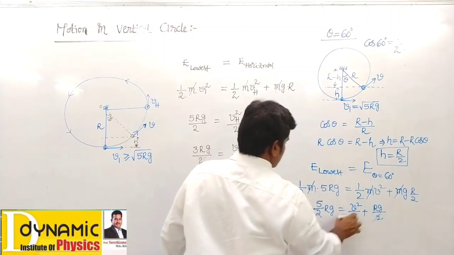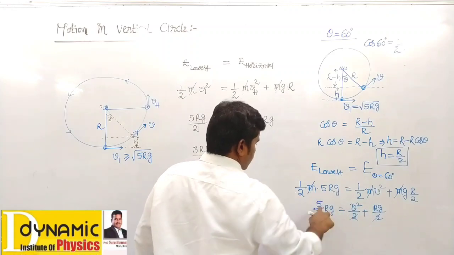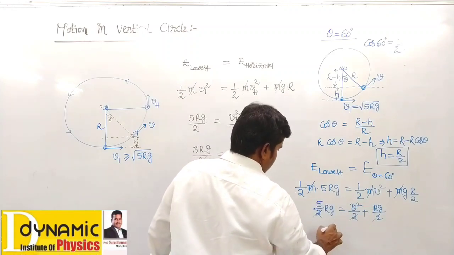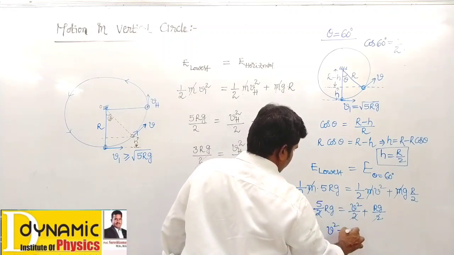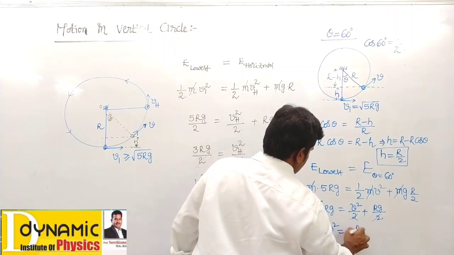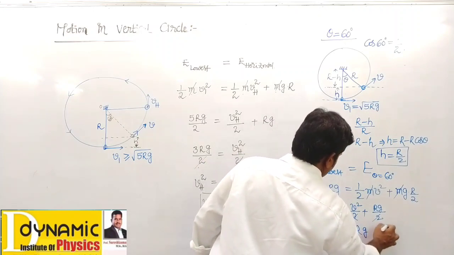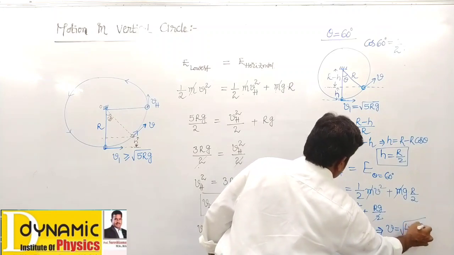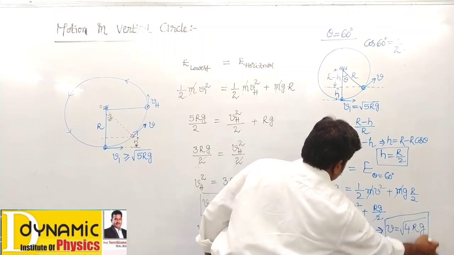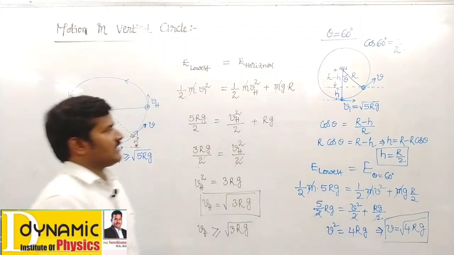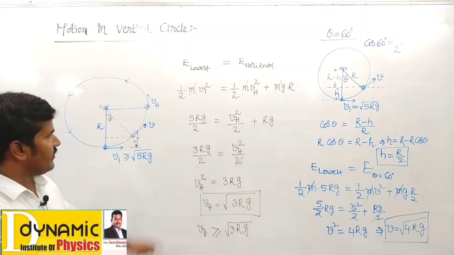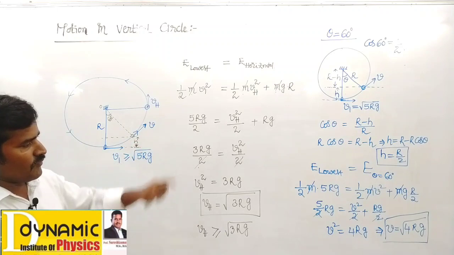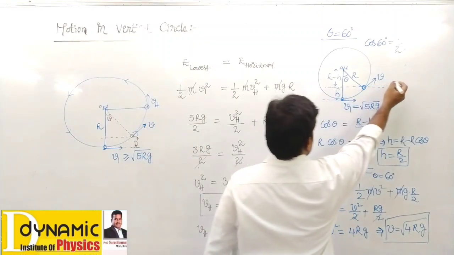Cancelling this 2, the value equals 5 rg minus rg. That means v square equals 5 rg minus rg, that is 4 rg, where v equals under root of 4 rg. The minimum velocity at the 60 degree position is root 4 rg.